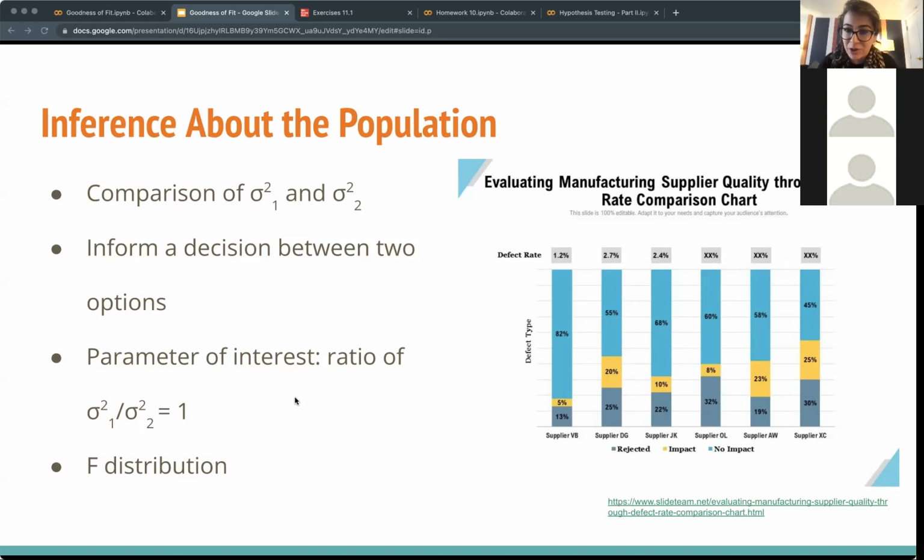We can actually measure how much variance exists between two different groups and use statistics to inform what that ratio of difference actually is between two groups within a population. In this case, we're using this ratio of the variance of group 1 over the variance of group 2, and seeing if this proportion is significant enough to say there is a difference between the variance of two different groups.